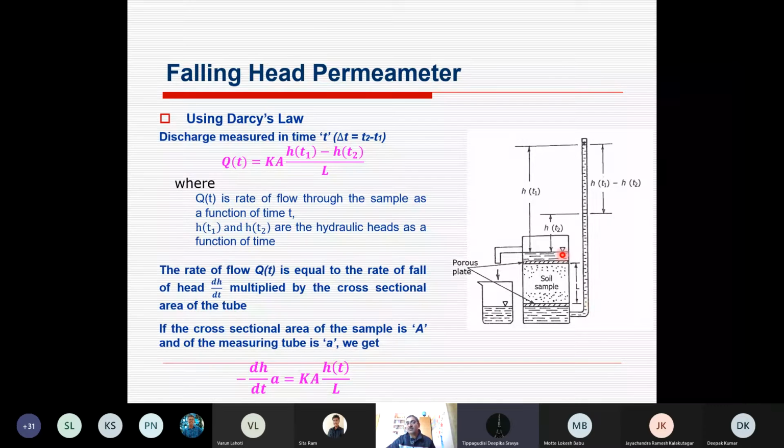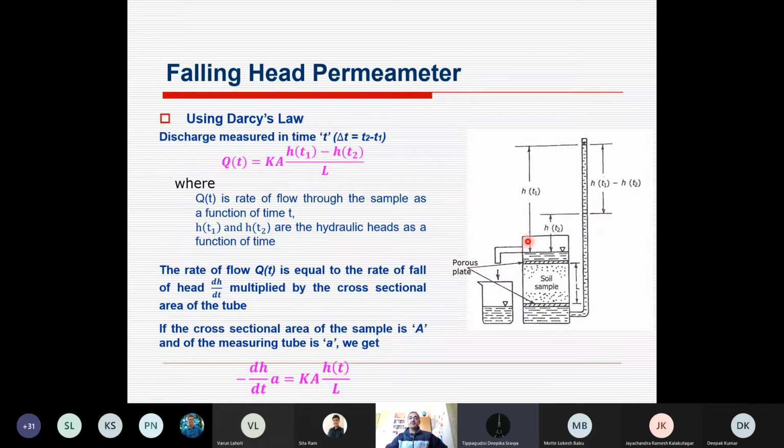Outflow is for sure HT, that is basically the head from the beginning condition, HT1. And at the second condition, when the inflow side has a reduced head, that is HT2. So here we can see that the discharge collected from this sample in time t is equal to Ka, K is hydraulic conductivity, times the difference between HT1 and HT2 on the inflow side, the head difference delta H, divided by L.